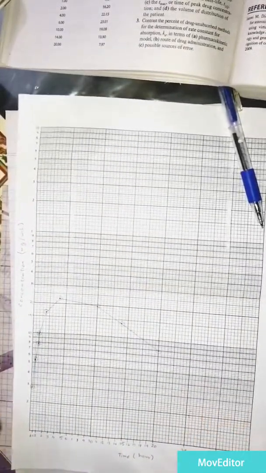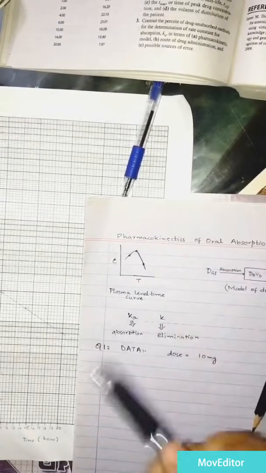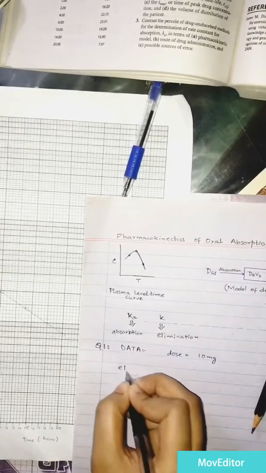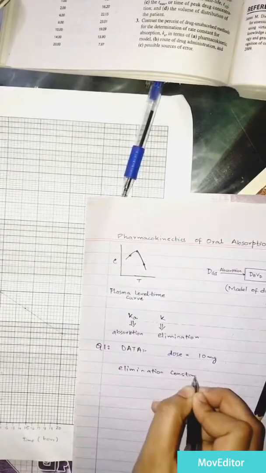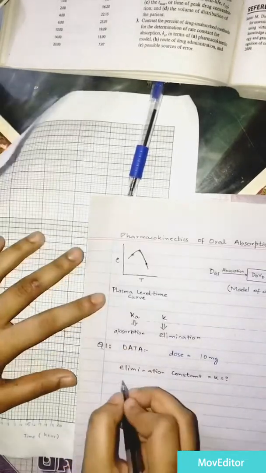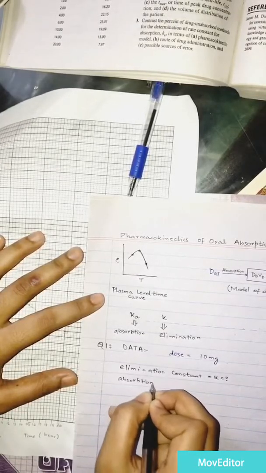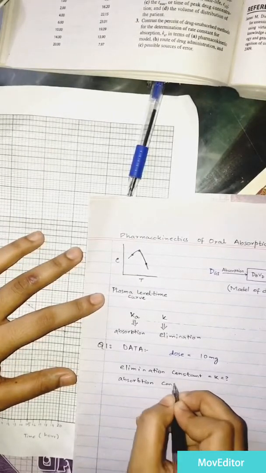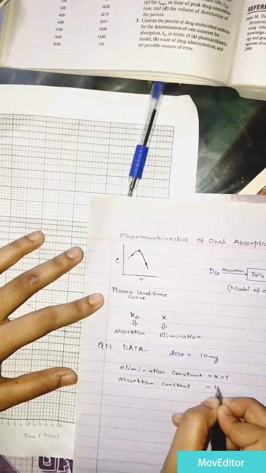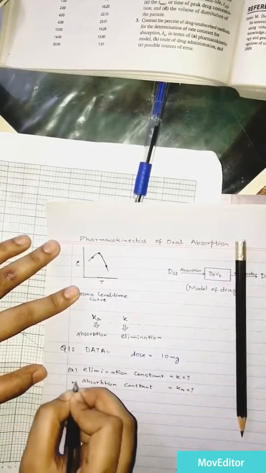This is the graph we got after plotting. The targets we need to find are the elimination constant, that is K, and the absorption rate constant, which is denoted by Ka. For both of these we are using the graph. This is our first task, this is the second task.